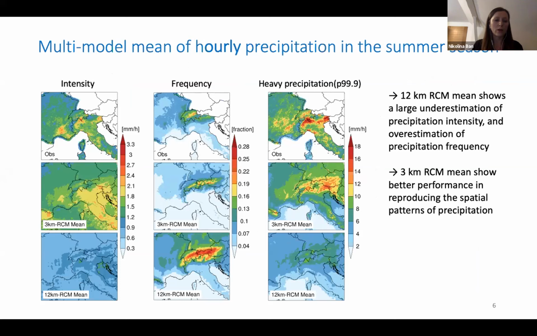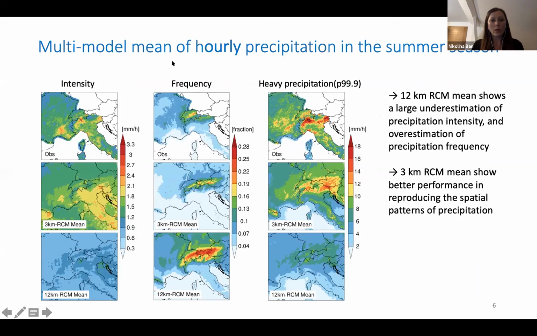So as you see, the 12-kilometer model doesn't at all produce this high intensity precipitation as we find in the observations, but overestimates the frequency.